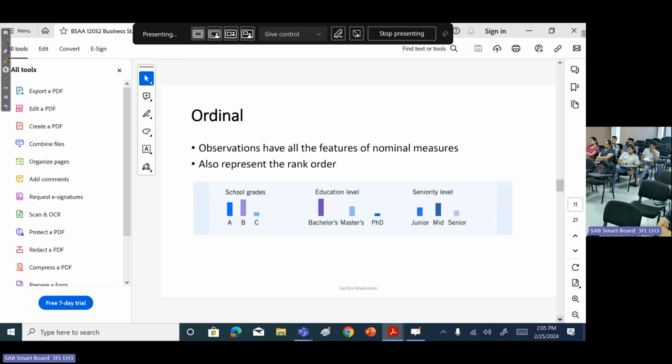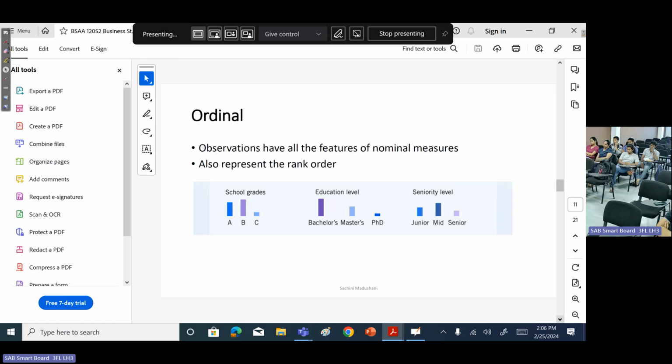Then that kind of variable we call what? Ordinal level measurement variable. Understood? Then school grades, seniority level, junior, senior. Whenever we look at a variable that can be ordered or ranked, it belongs to the ordinal scale of measurement. Understood? Then what mathematical operations can be used in the ordinal level?